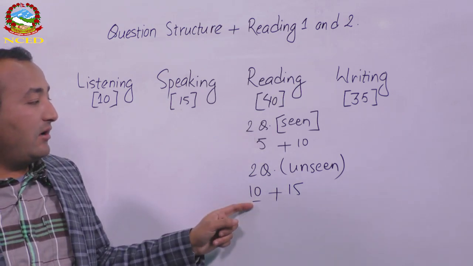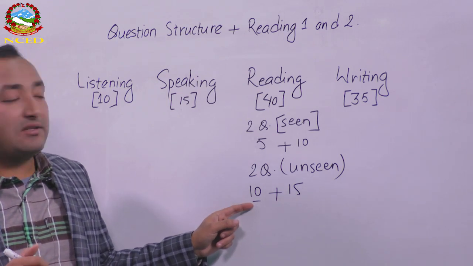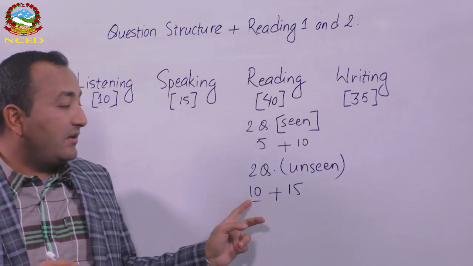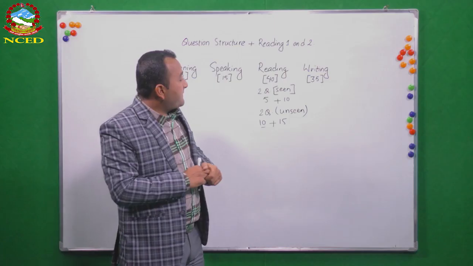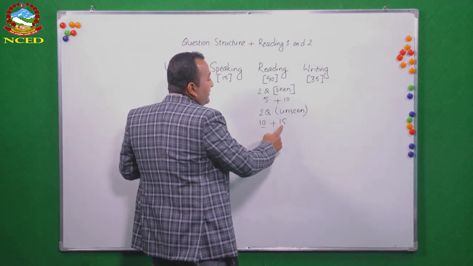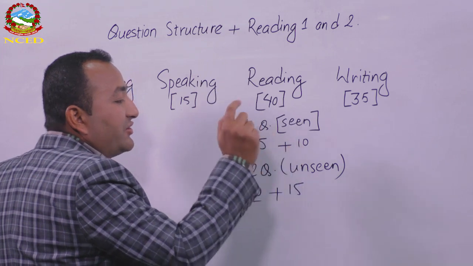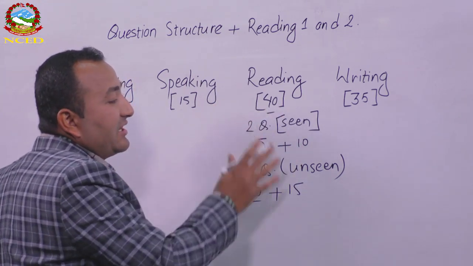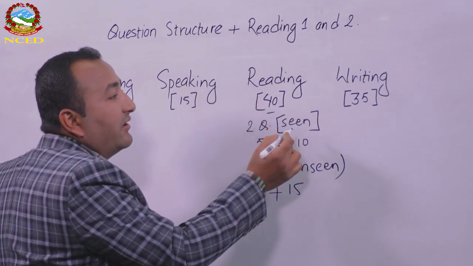There will be different types of questions, varieties of questions, not exceeding 3 types, meaning 3 questions at the maximum can be asked from this. And then, what is the total marks here? 10 plus 15, 25, plus 5, 30, plus 10, 40. So this is altogether 40 marks from reading. These are called passages. There will be 4 questions from reading in total.